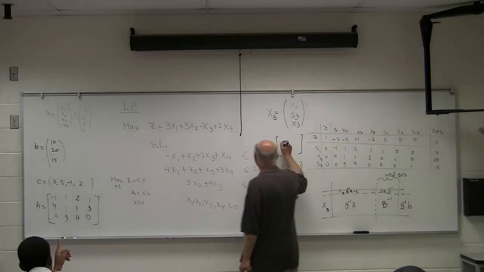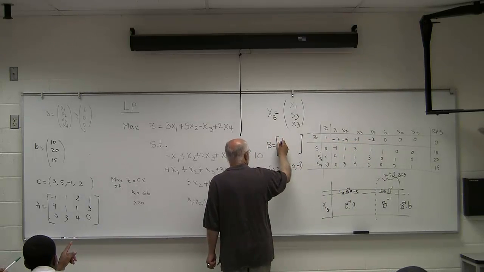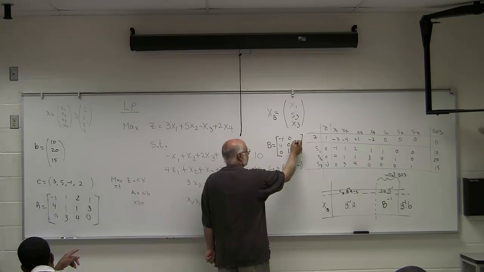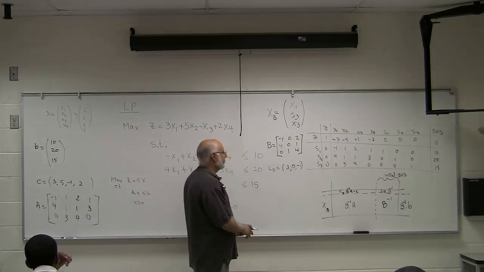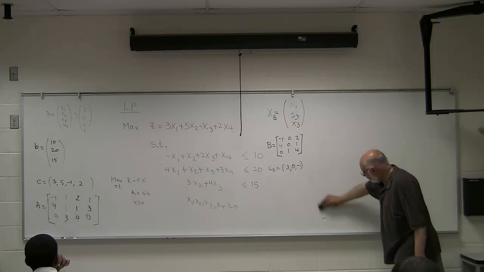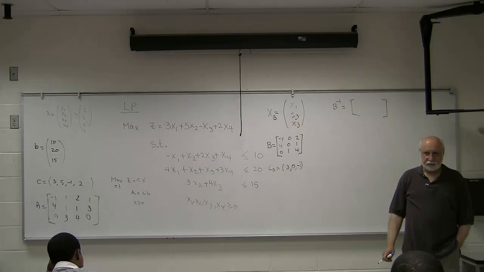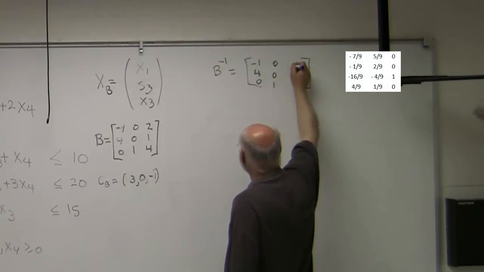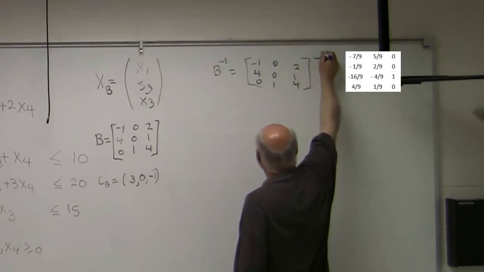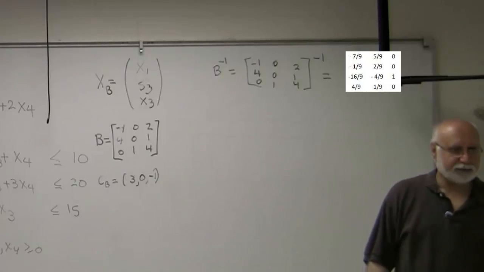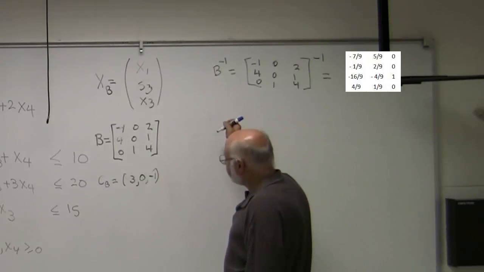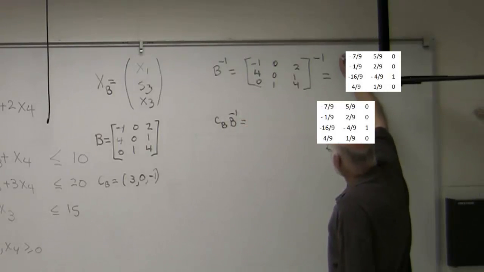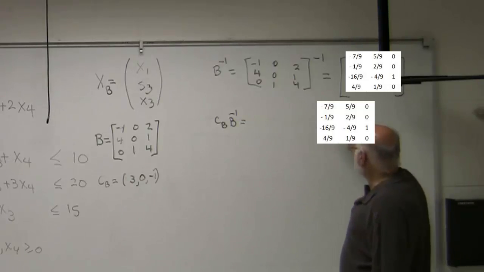-1, 4, 0. 0, 0, 1. And 2, 1, 4. B inverse will be that, -1, 4, 0, 0, 0, 1, 2, 1, 4. That will be calculated. Okay? CB, B inverse, we don't have these numbers, so we are going to make up something for them.